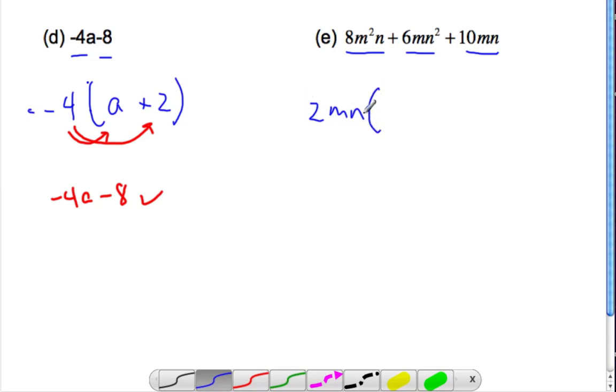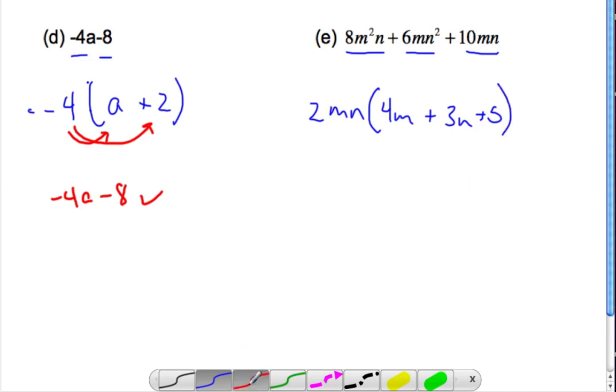So 2mn times something gives 8m squared n. What's that going to be? Okay, so we're going to have times 4m. Keep going there. Times 3n. And finally add 5.